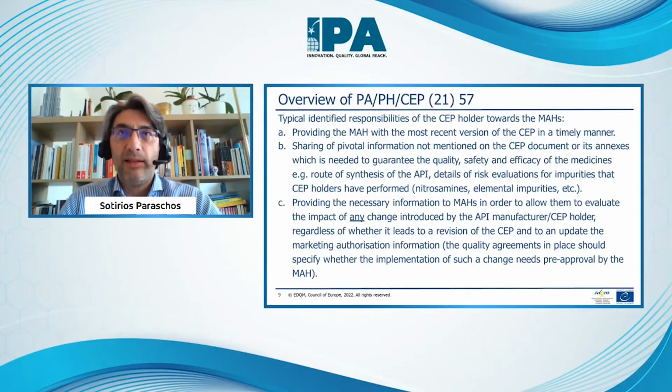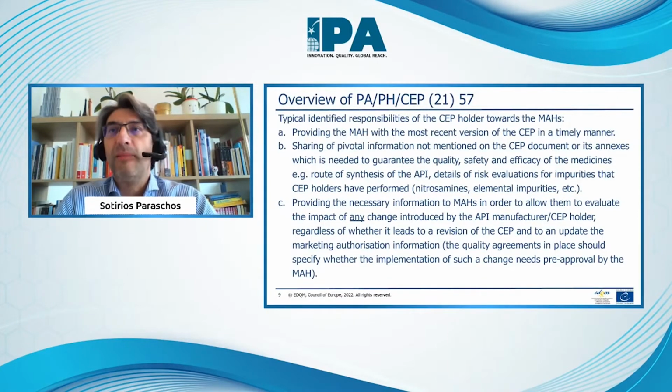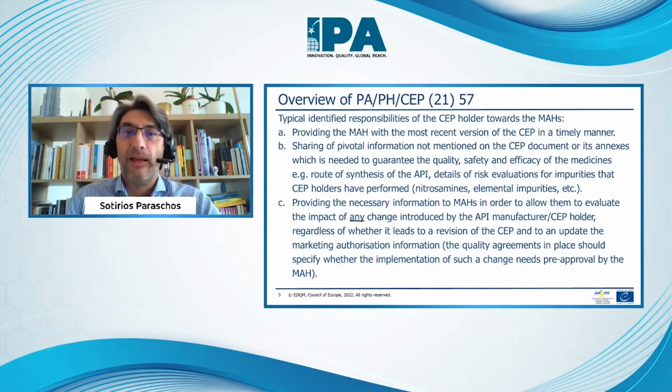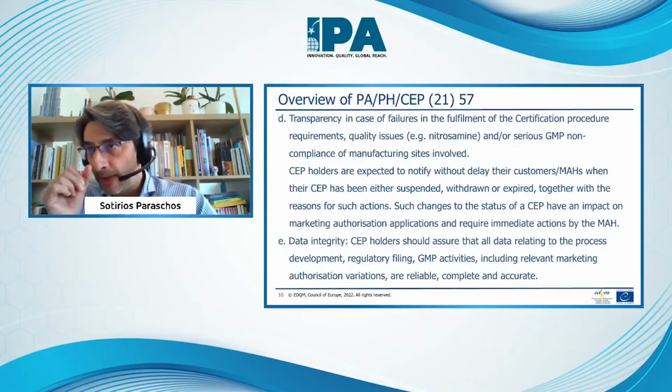Then the next responsibility that the CP holders have is to provide the necessary information to the manufacturing authorization holders in order to allow them to evaluate the impact of any change introduced by the API manufacturer or the CP holder, regardless of whether this change has led to a revision of the CP and to an update of the marketing authorization information. The quality agreements that normally should be in place should specify whether the implementation of such a change needs the pre-approval of the MAH.